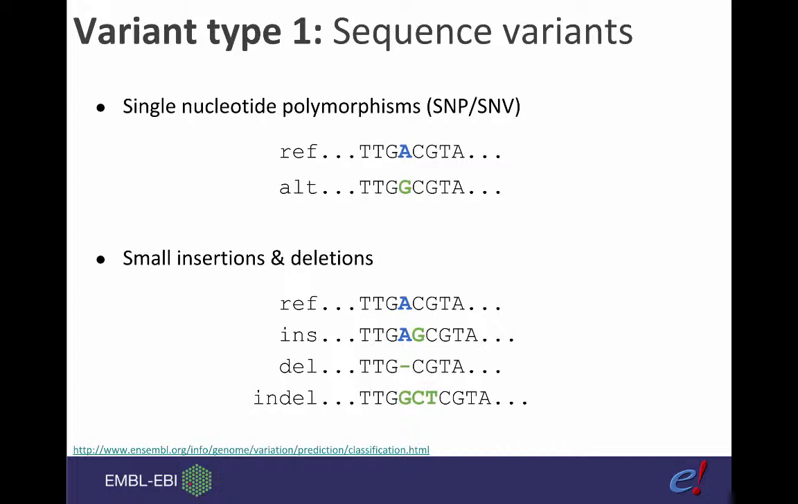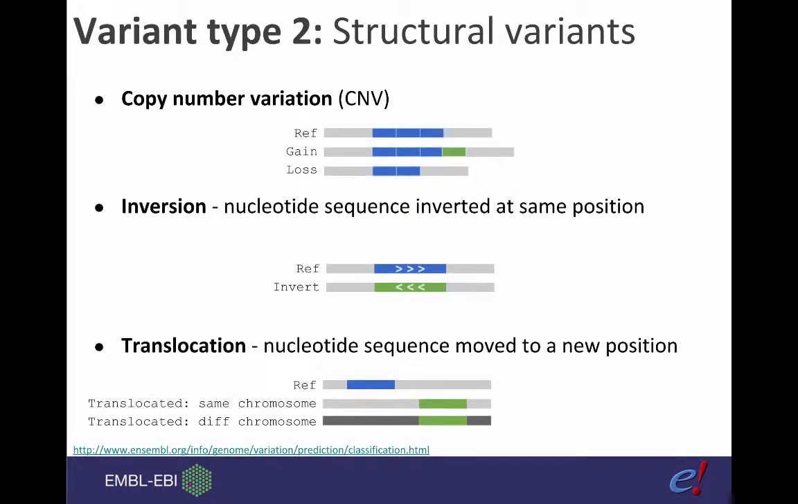These insertions and deletions can happen at a larger scale, so they're also included in structural variants when they occur over a 50 base pair length. But we also have other classes of structural variants as well. These longer variants include copy number variants, or CNVs.